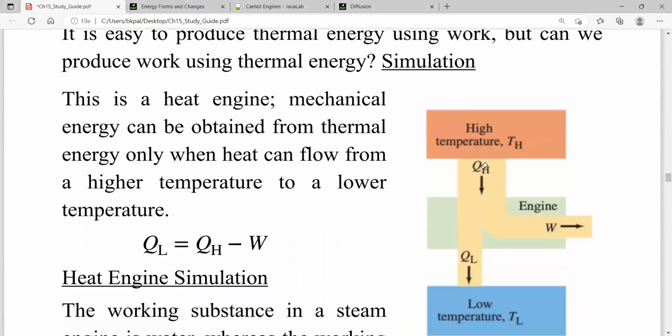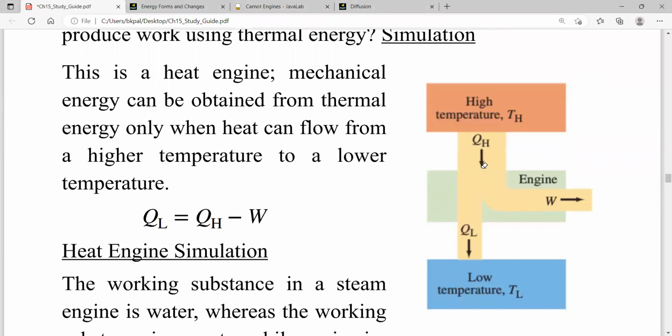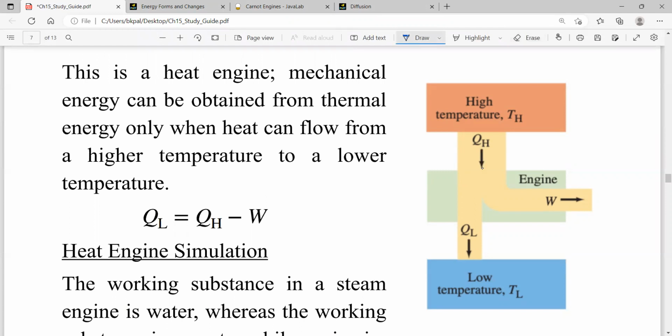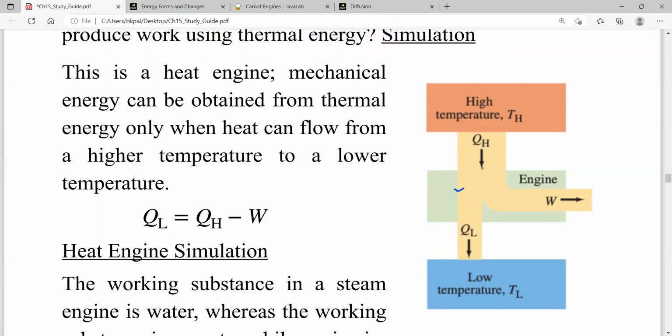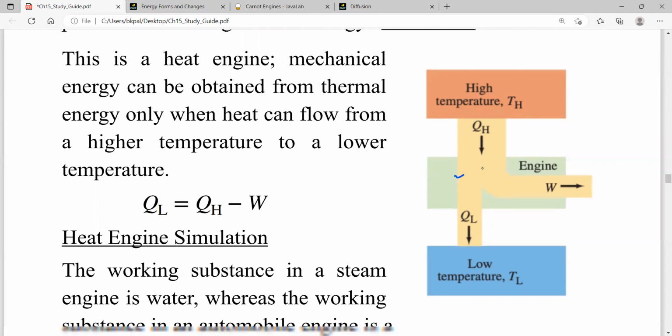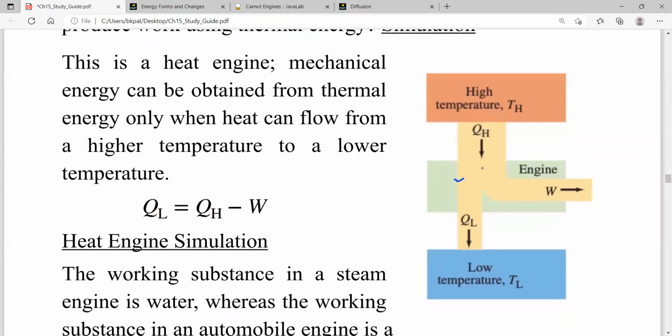This diagram on the right hand side shows the schematic diagram of a heat engine. As I already mentioned, a heat engine can convert thermal energy to mechanical energy. Now, what are the essential things in a heat engine? Of course, the system. The system is somewhere here, and it has two reservoirs. One is a high temperature reservoir at operating temperature TH. Another is a low temperature reservoir at operating temperature TL. H means high, L means low.